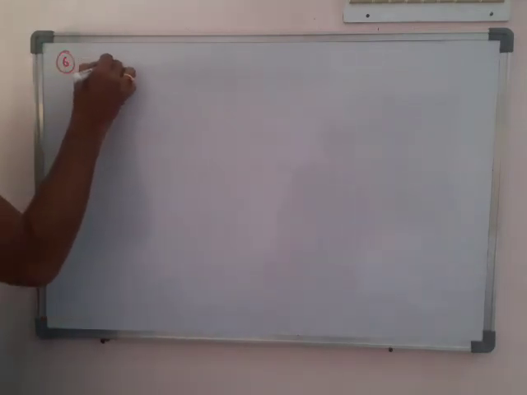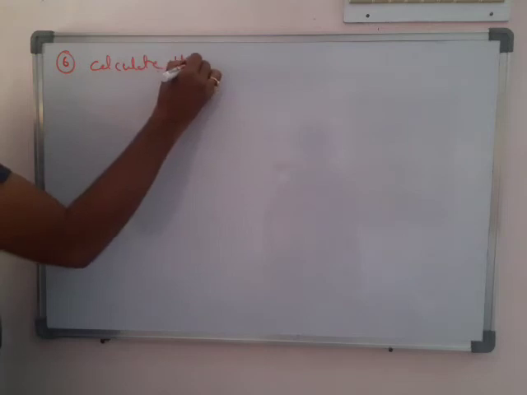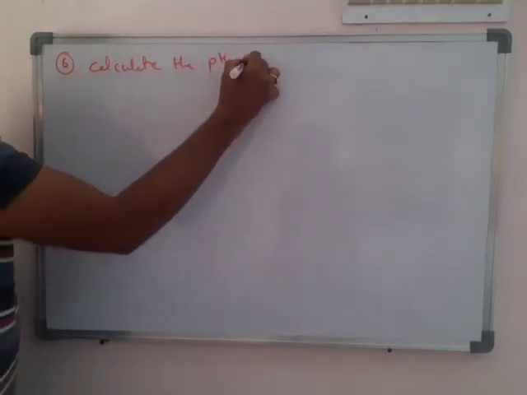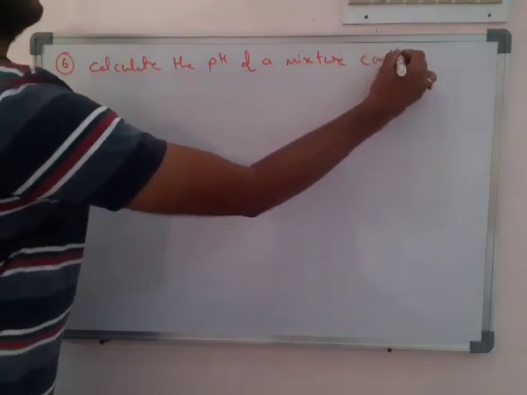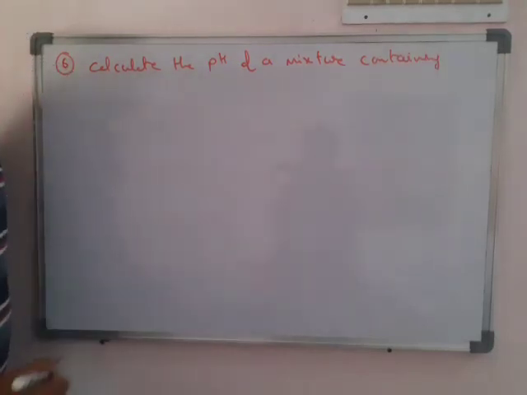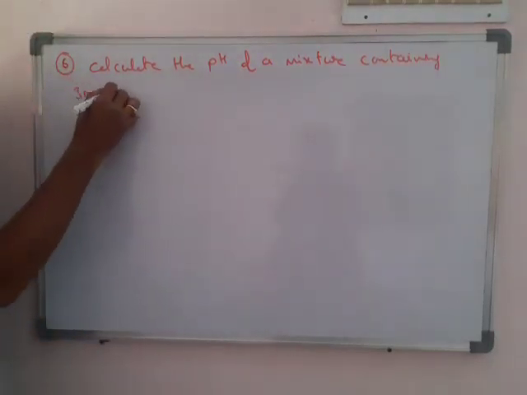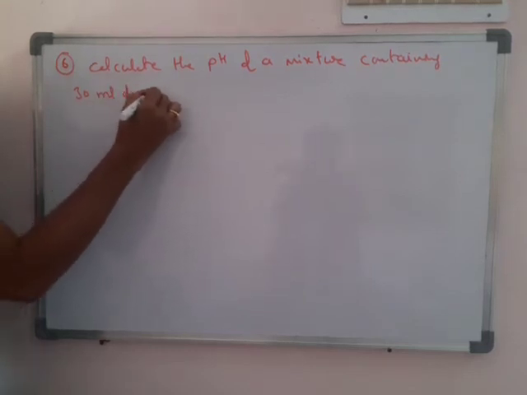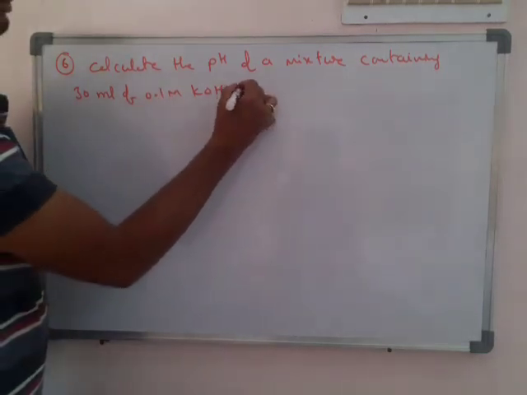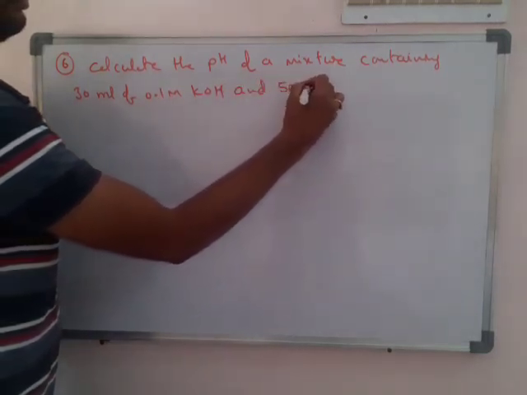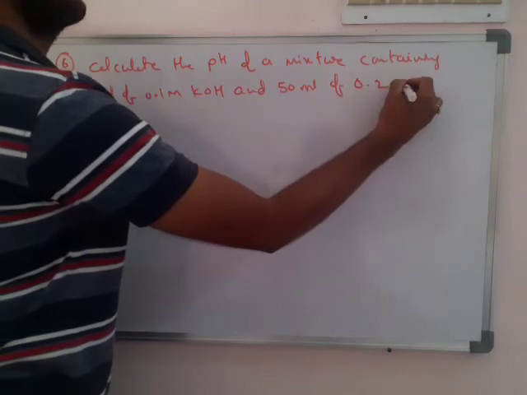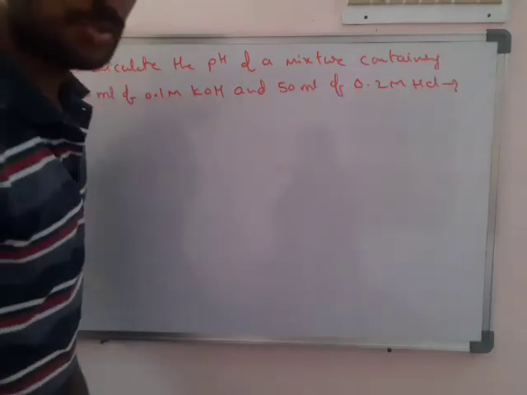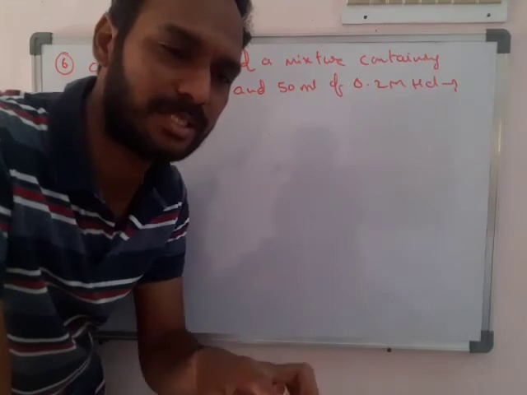Calculate the pH of a mixture containing 30 milliliter of 0.1 M KOH, potassium hydroxide, and 50 milliliter of 0.2 M HCl. So in this problem, one acid is mixed with a base.